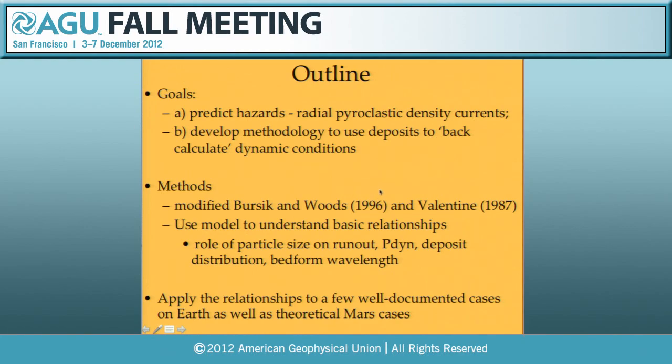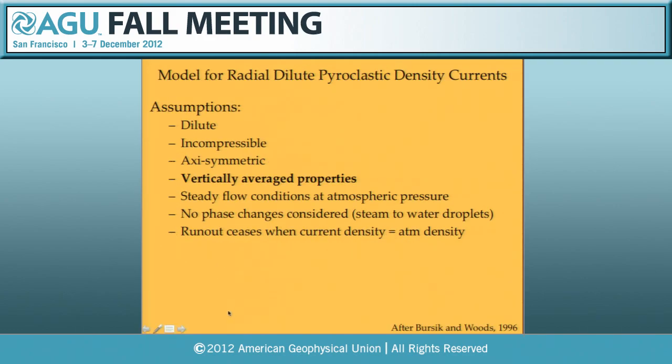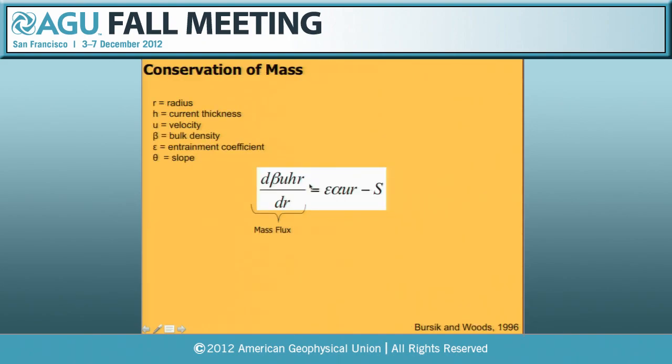Okay, so the tools that we're going to use in this talk are related to a model presented by Bursik and Woods in 1996 and some ideas originally presented in Valentine 1987 that describes the density stratification in these kinds of flows. What I'll focus on is more or less the role of particle size in controlling some of the large-scale dynamics and the deposit characteristics in these flows. And then I will make some comparisons to the Mars environment later in this talk, if I get there. So just some of the assumptions: I want to draw your attention to the vertically averaged properties, which I'll try to address a little bit later in this talk. And the model itself is steady, which is also an assumption.